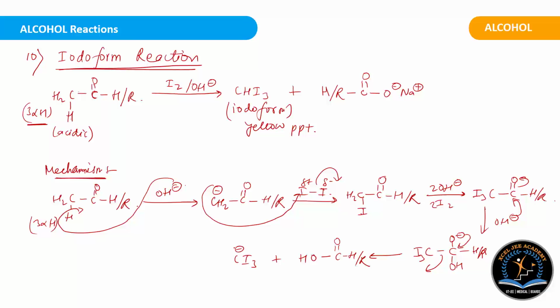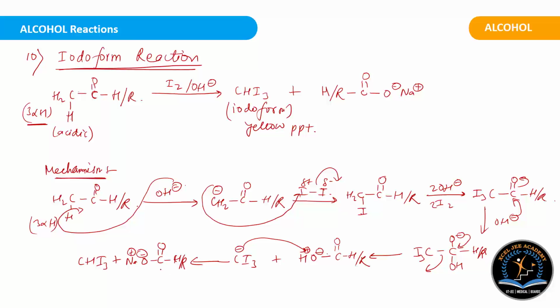Now the next step is the proton transfer. This CI3 minus will take this proton and it will become CHI3. Along with that we will have O minus, C double bond O, which is connected to the R group or the hydrogen. This minus will be attached with Na plus if the system has NaOH, or if the system has K plus, it will be attached with K plus. So this is a salt.